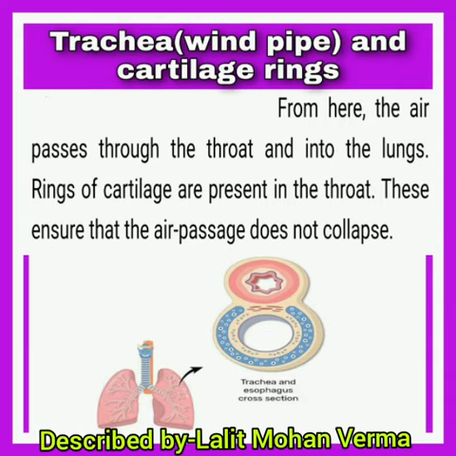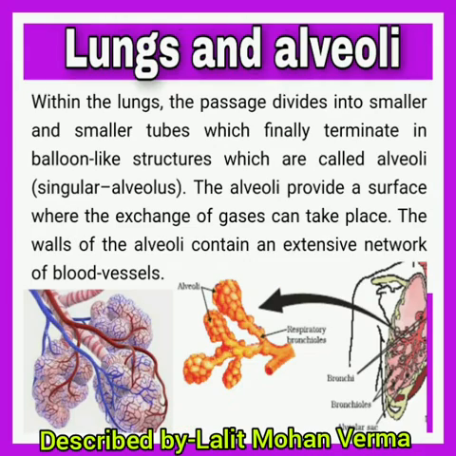Now the trachea, that is the windpipe, and the cartilage rings. You can see in the diagram that the trachea is supported with C-shaped cartilage rings. From the nasal cavity, the air passes through the throat and into the lungs. The rings of cartilage are present in the throat. These ensure that the air passage does not collapse. You can see in the diagram the trachea and esophagus together.